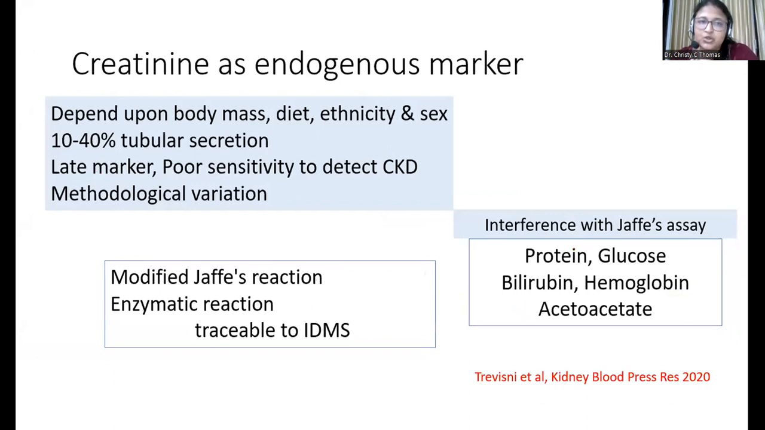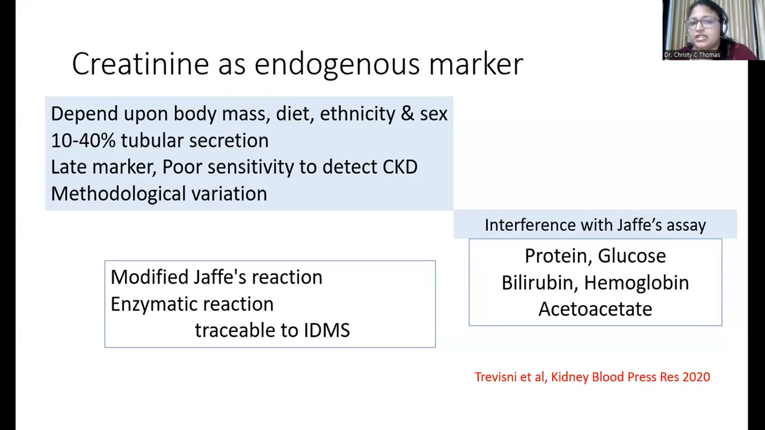So the most widely used, universally available endogenous marker is creatinine. But creatinine has some limitations. The level of creatinine will depend upon the body mass, diet, ethnicity, and sex. It has some tubular secretion. It may vary from 10 to 40%. As the GFR decreases, the tubular secretion will increase, leading to overestimation of glomerular filtration if creatinine is used as an endogenous marker. It's a late marker. To have a significant change in creatinine, at least 50% of the glomeruli should get affected. So it has poor sensitivity to detect CKD also.